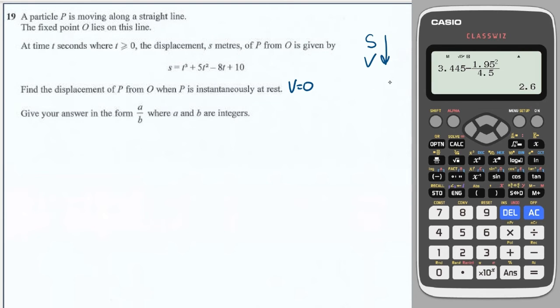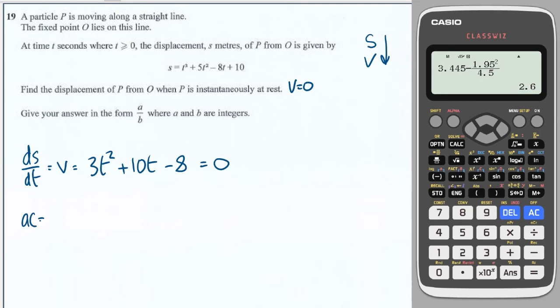But we're not talking about acceleration anyway, so don't need that. Let's differentiate it once. So ds by dt is going to give me the velocity, which is t cubed goes to 3t squared. 5t squared goes to 10t, and minus 8t goes to just minus 8, and the constant differentiates to 0. Okay, so I want to know when it's at rest, so when the velocity is equal to 0. So we've got another quadratic to solve.